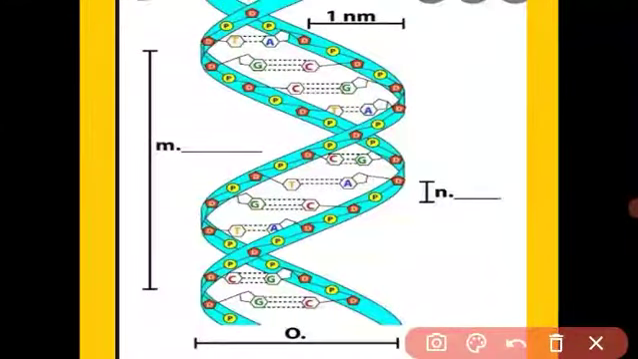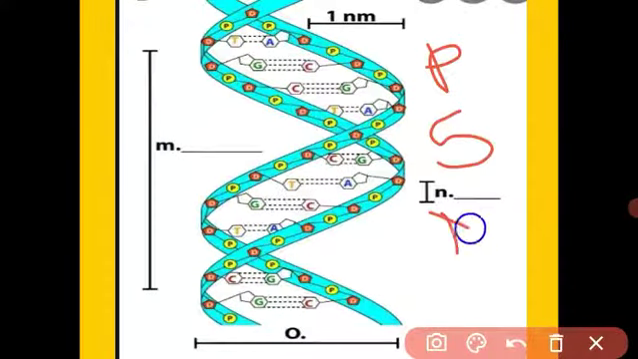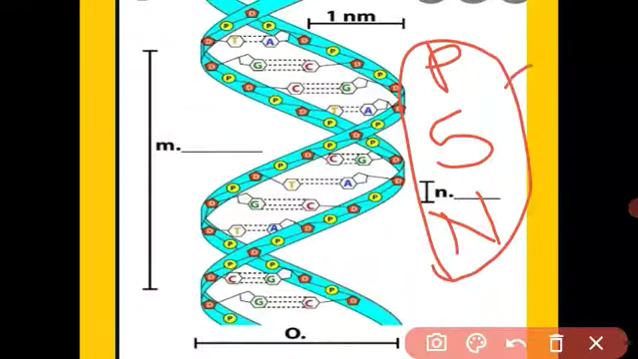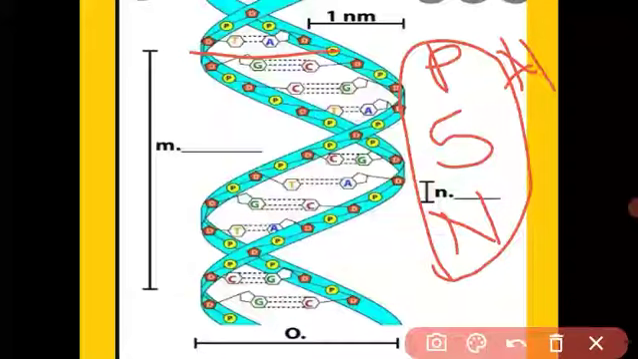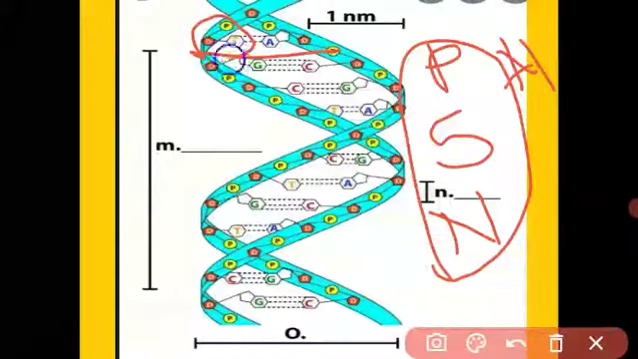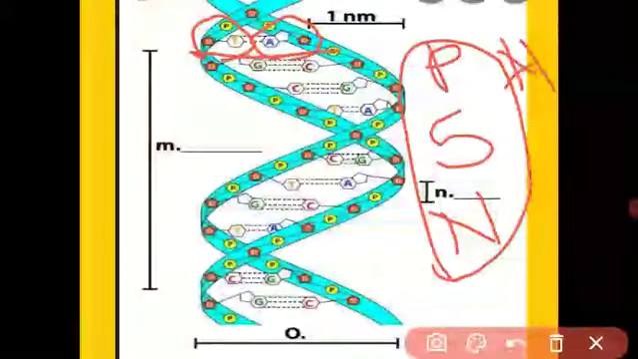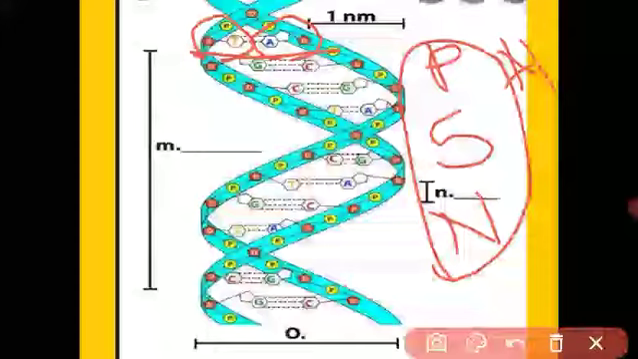See, this is the phosphate, sugar, and nitrogenous base. Each nucleotide contains a phosphate, a sugar molecule, and a nitrogenous base. These three together form the nucleotide. This is one nucleotide and this is another nucleotide, and these nucleotides bond through the nitrogenous bases.